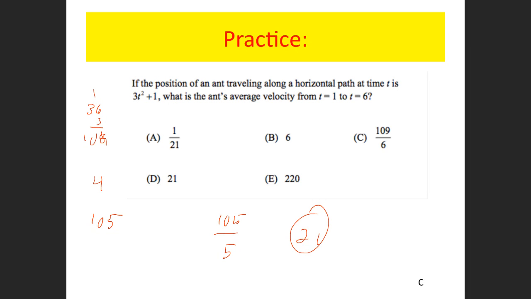So there's a difference between average velocity and instantaneous velocity, because this is the average velocity between 1 and 6 seconds. Now, if I wanted to know what the instantaneous velocity was, that's at a specific time. So if I said, what is the instantaneous velocity at t equals 6, then it would be just 6t, plug in the 6 there, it would be 36 feet per second. So that's a huge difference between average velocity and instantaneous velocity.